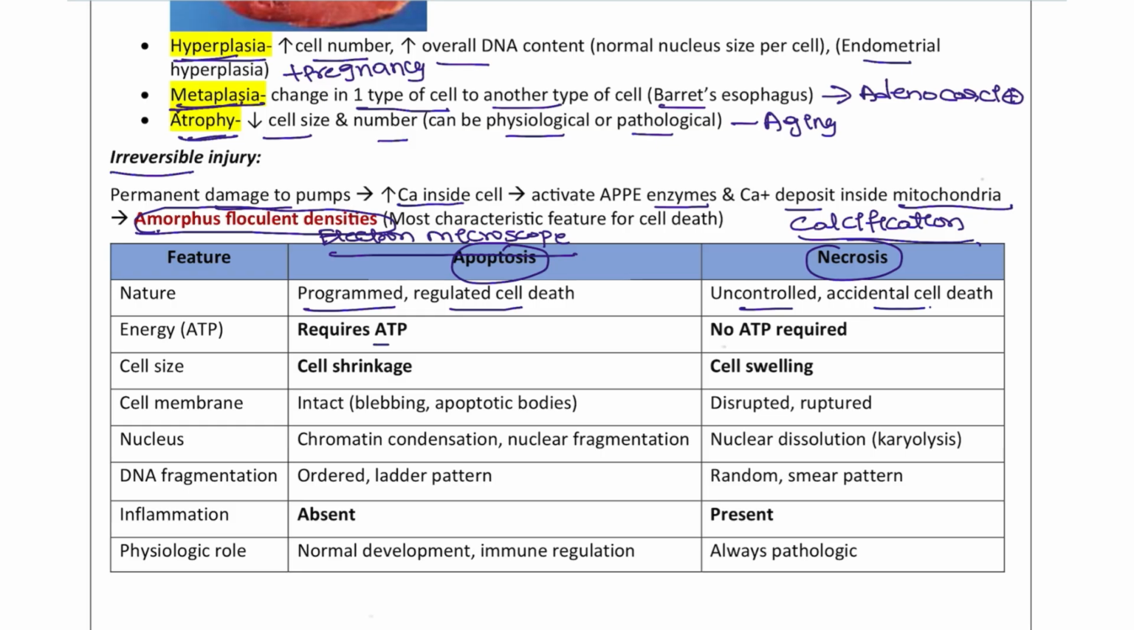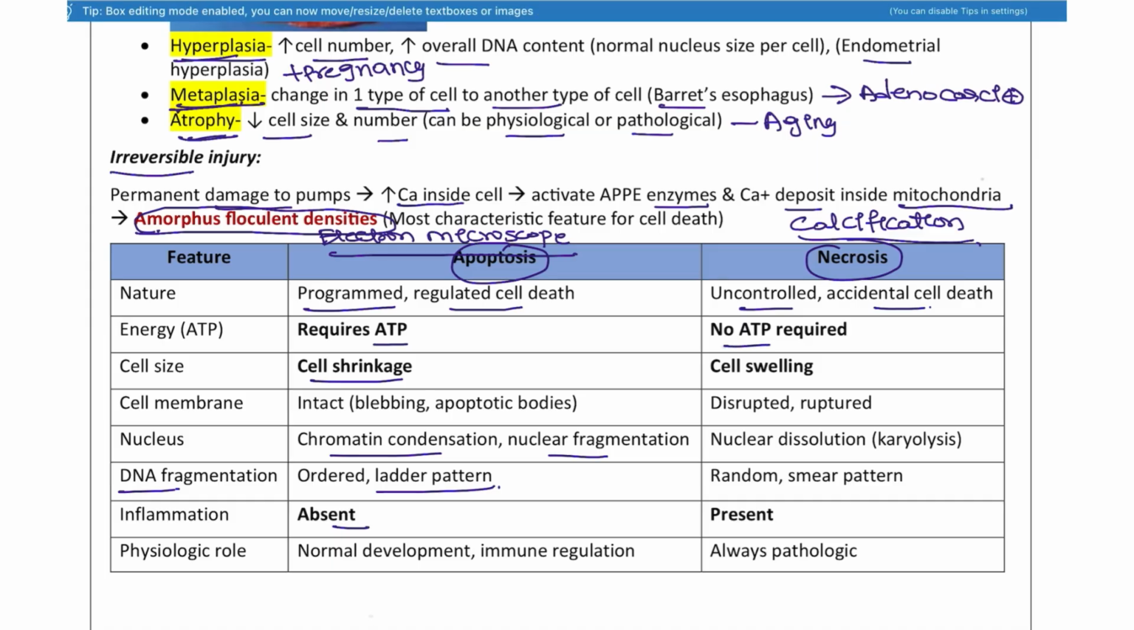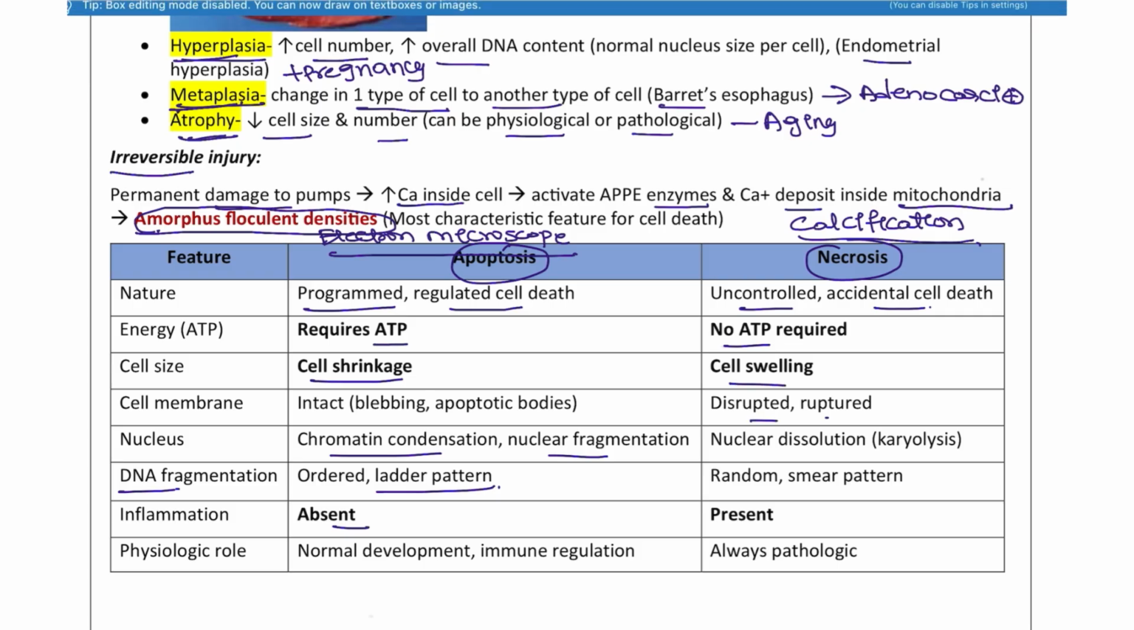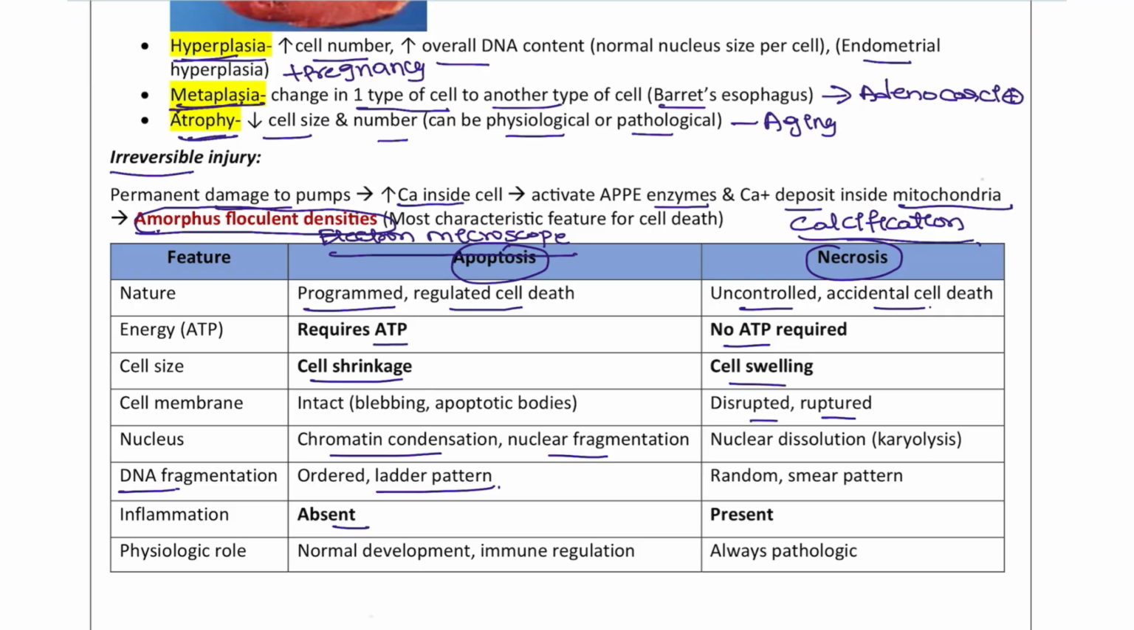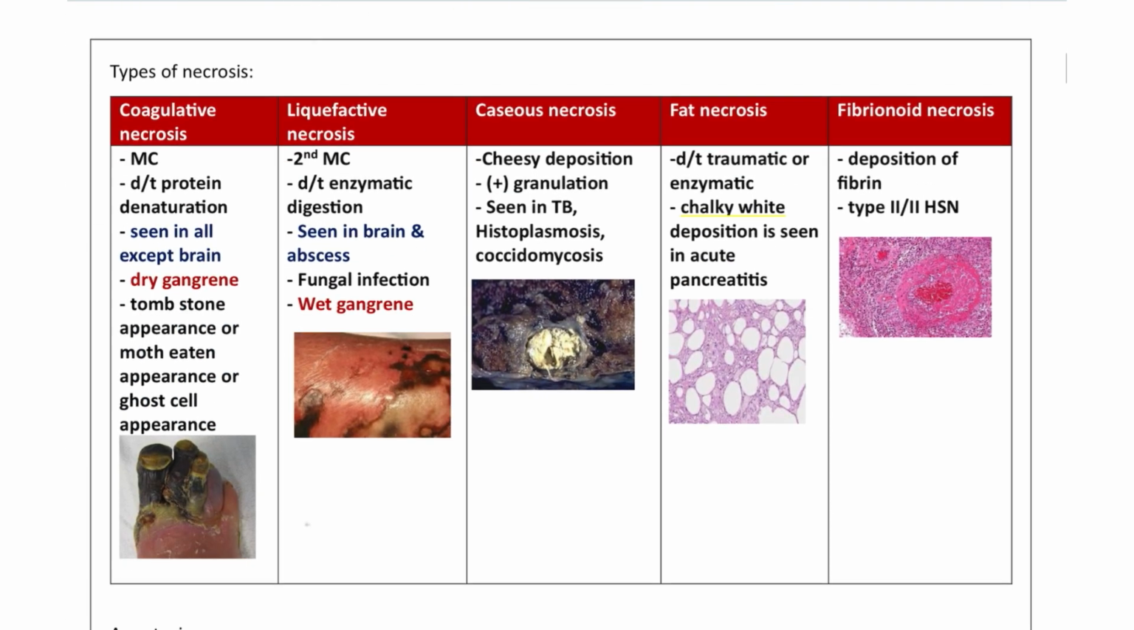So apoptosis needs ATP and it will show cell shrinkage, chromatin condensation, and nuclear fragmentation. In DNA fragmentation you are going to see the step ladder pattern, and inflammation is absent because it is also physiological. Necrosis is seen with no ATP required, cell swelling is seen, and the cell is disrupted. It's like a bomb blast, so the cell will burst. The nucleus will be completely disrupted and inflammation is seen, with fever, rubor, calor, dolor, and it is always in pathological conditions.